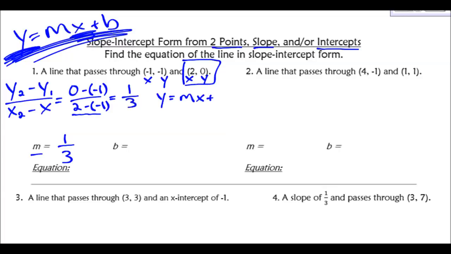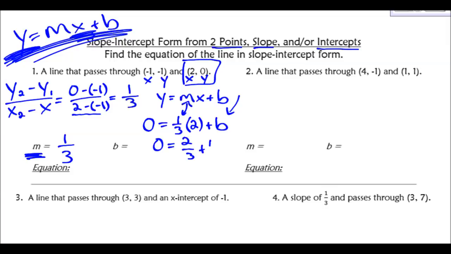y equals mx plus b. I have my m. I have one of the numbers I need here. That's 1/3. And then I have my x and my y, which is 2 and 0. I don't have the b, but that's what I'm looking for, so I'm actually in good shape. I have the 3 numbers that I can use to solve for the missing part of this equation. So I'm going to simplify this side first. That 1/3 times 2. So 0 equals now 2/3 plus b. And now I can solve for b with just one more step.